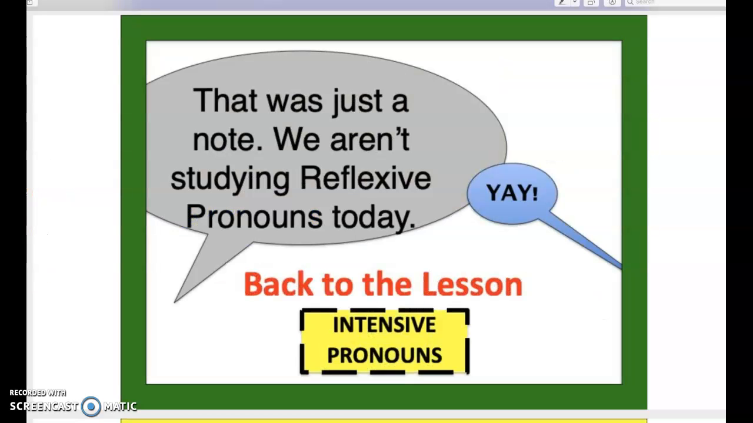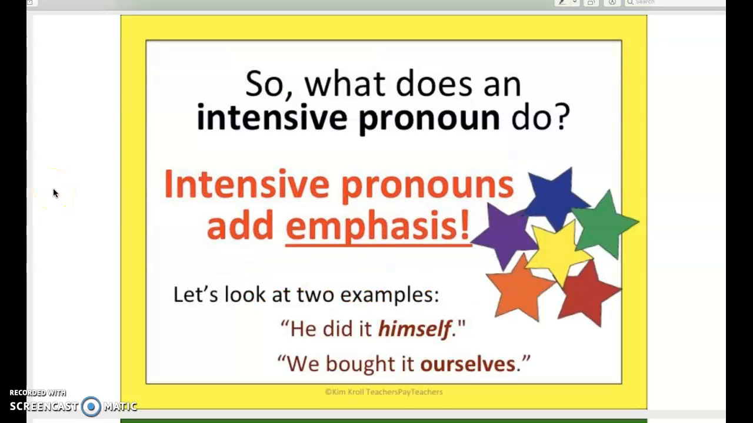That was just a note. We aren't studying reflexive pronouns. It's important to know that reflexive and intensive are the same list of pronouns, but our main focus is on the intensive pronouns. So what does an intensive pronoun do? Intensive pronouns add emphasis. So they are placing emphasis back on the antecedent, which is the word the pronoun is referring back to.